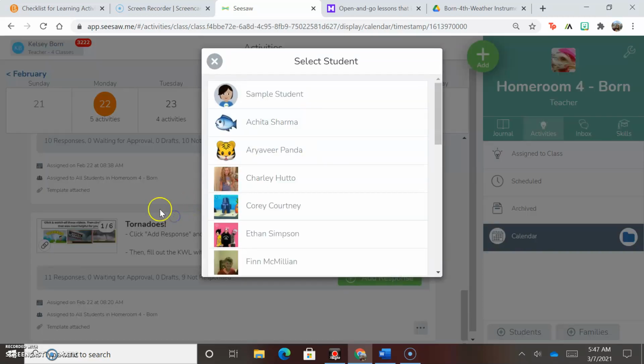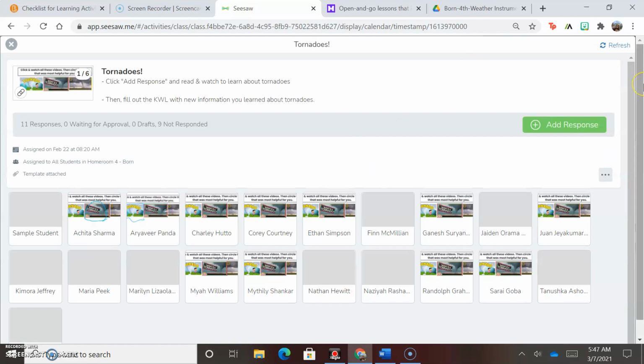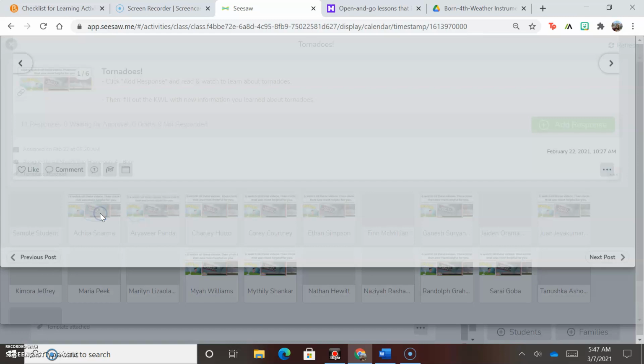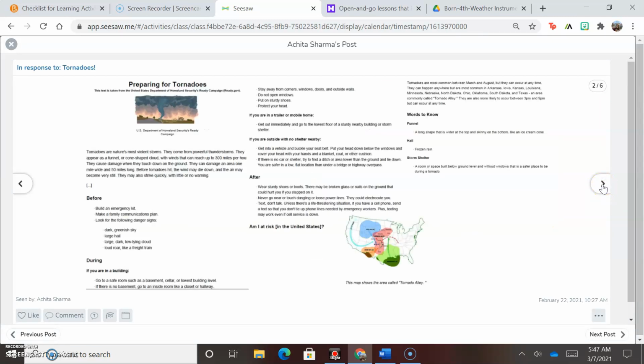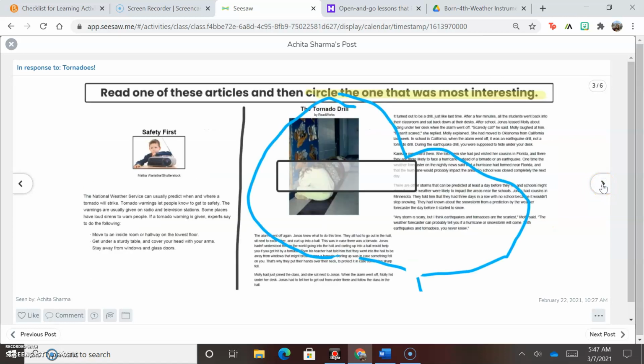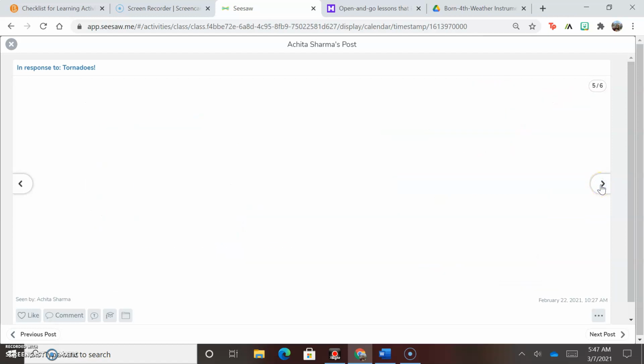So I was going to show a couple student responses to the KWL, which was our starter. I'll show the students. I love how she circled the one that she found most interesting. A lot of students kind of forgot that part, and that was more just to check that they actually read it.